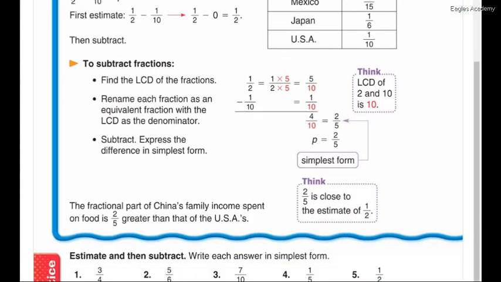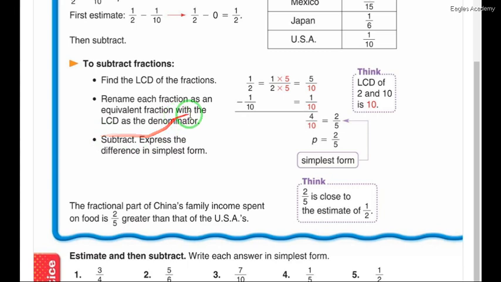Okay, to subtract fractions, we have to find the LCD. Then we have to rename each fraction as an equivalent fraction with the LCD as the denominator. Then we need to subtract. So the steps for subtracting fractions and for adding fractions are the same, but we need to follow them properly.